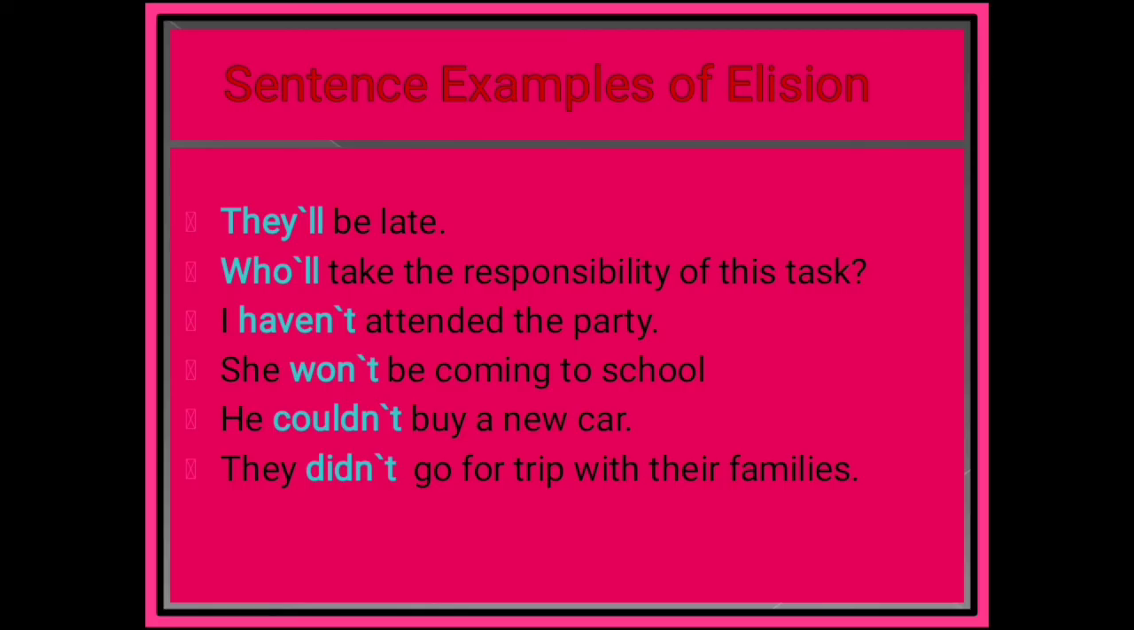I haven't attended the party. The same, there is the omission of O. The fourth example: she will not be coming to school, meaning she won't be coming to school. The fifth example: he could not buy a new car. It means the same, there is the omission of the O sound. And the last one: they did not go for a trip with their families. The same, there is the omission of the O sound in the word not.